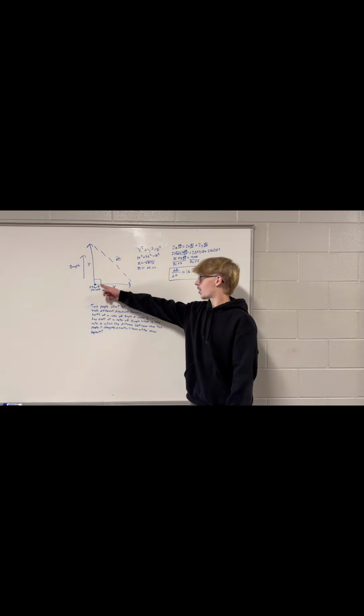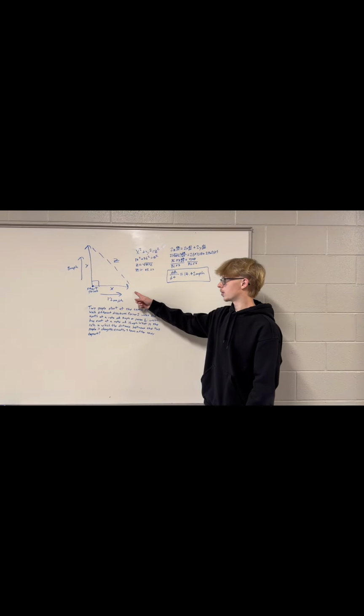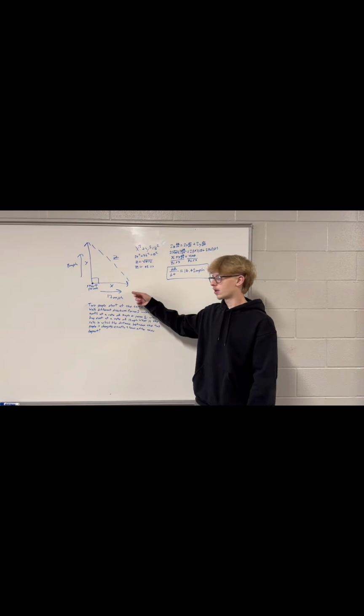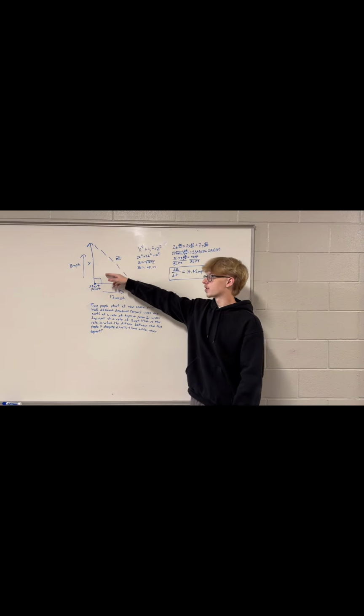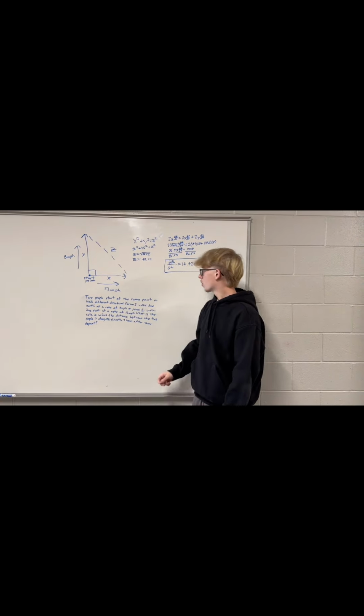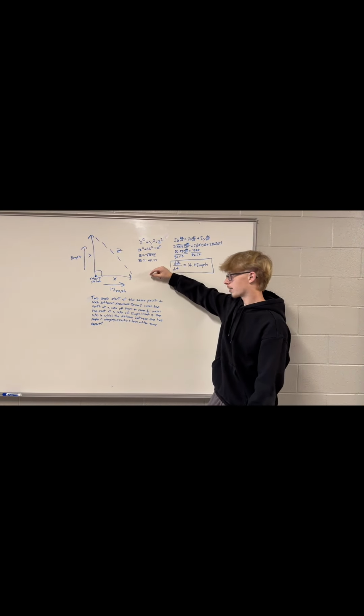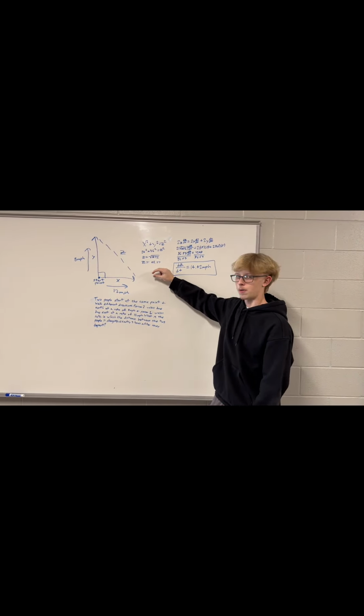Two people start at the same point and walk two different directions. Person 1 walks due east at a rate of 12 miles an hour and is represented by X. And person 2 walks due north at a rate of 8 miles an hour and is represented by Y. We're trying to find the rate in which the distance between them is changing 3 hours after they depart.